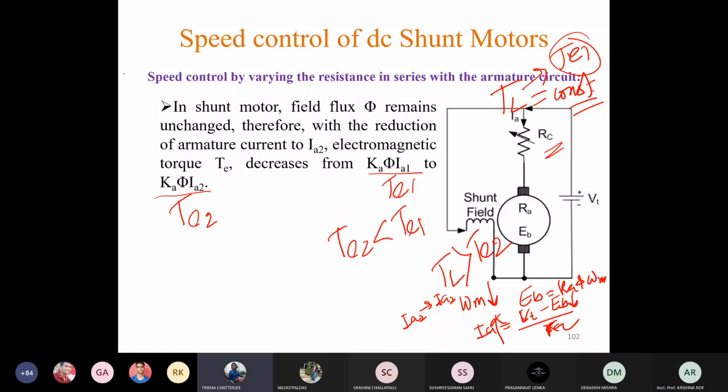Yes, sir. So speed has reduced but keeping armature current constant. This is very important.